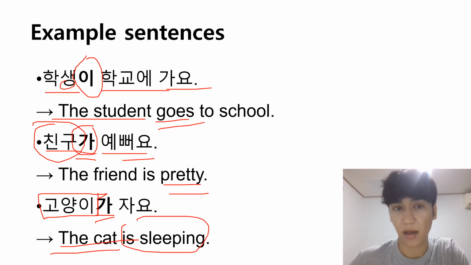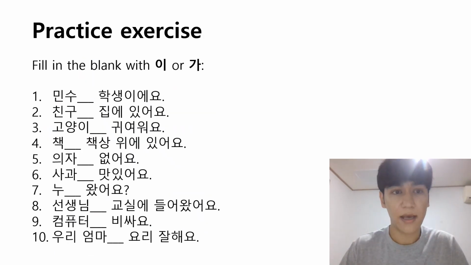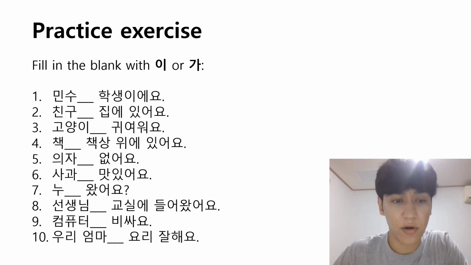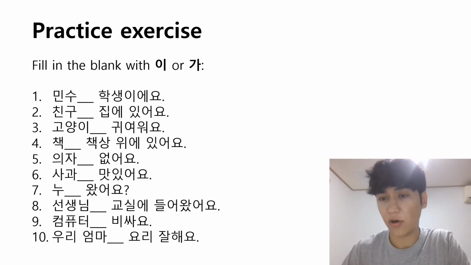So 학생이 학교에 가요. 친구가 예뻐요. And 고양이가 자요. And I have practice exercises, which you can try to check your knowledge about the subject particles 이 and 가. If it's a noun ending with a consonant, you need to use 이, 학생이. But if it's a vowel-ending noun, then you need to use 가, right? 친구가, 학생이. There are 10 sentences here, very easy, and you just fill in the blank with either 이 or 가.